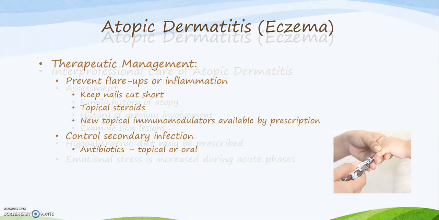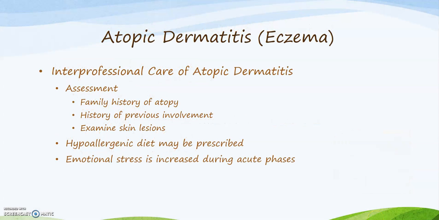The next slide talks about interprofessional care of atopic dermatitis, and it's really important that the family history of atopic dermatitis is explored. Again, as I mentioned, if there's a history of eczema, asthma, or any other kinds of allergies, this may predispose the child to atopic dermatitis.